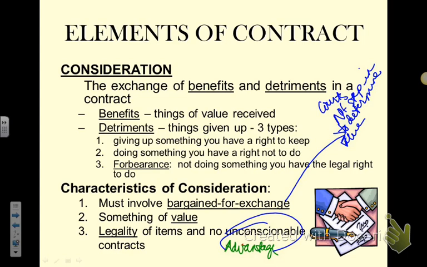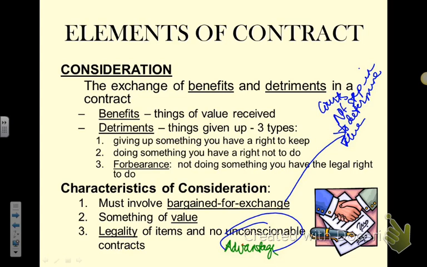Okay. So characteristics of consideration. Our consideration must be a bargain for exchange. So Ben and I negotiate and we both agree that the value of $2 for this pencil is reasonable. Okay? It's bargained for. It has to be something of value. So I value my pencil and he values his money. So those are things that are of value.